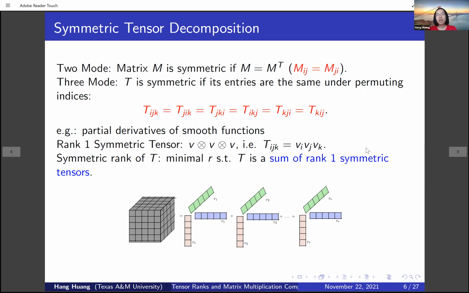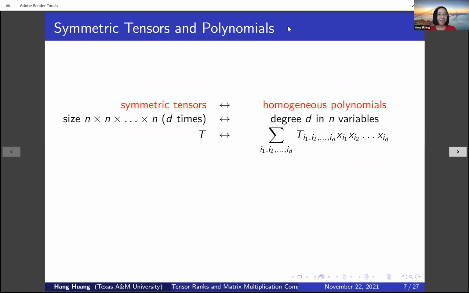The only difference is that in all those rank 1 tensors, now these 3 vectors are in fact the same vector. So if we are dealing with symmetric tensors and symmetric tensor decompositions, this has a very close relation to an object that we all love, which is homogeneous polynomials. A symmetric tensor is in fact equivalent to a homogeneous polynomial of degree d. Here d is the number of modes of your tensor, and the number of variables of your polynomial is the same as the dimension of each mode of your tensor. If you're given a symmetric tensor, how do I get a homogeneous polynomial? I take each of the entries and multiply it with the independent variables corresponding to the indices of the entry, and then I sum them together. In this way, I get a homogeneous polynomial, which is equivalent to the symmetric tensor.